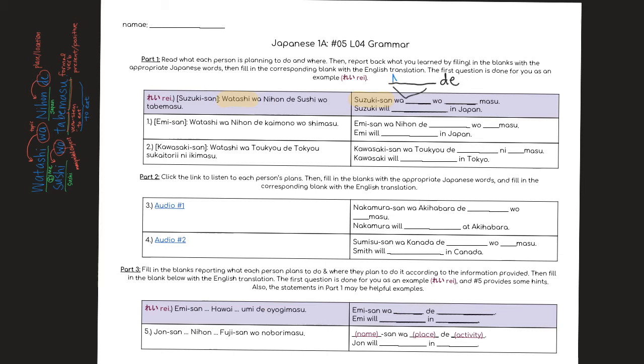Okay, so Nihon de. Now what is being manipulated? That is the sushi. Sushi wo. And what is he doing with the sushi? He's going to eat it. So we're going to use the same verb, tabemasu. Tabe. Okay, and then we'll just translate that into English below. Suzuki will eat sushi in Japan.